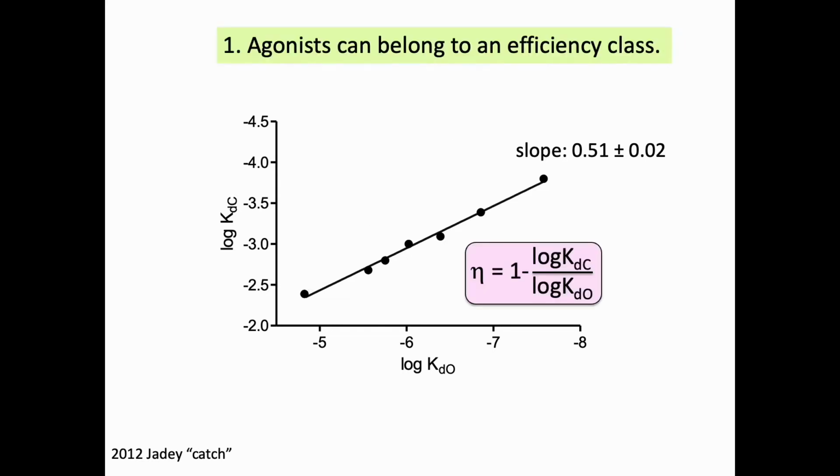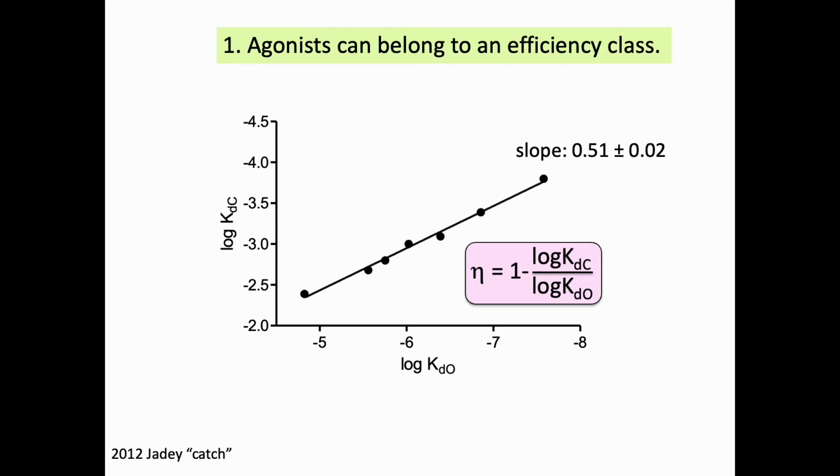It took a while, but now that we know the equation for efficiency, which was shown in the last chapter, this pink equation right here, we know that all of these agonists have the same efficiency. The slope of this line is log KDC over log KDO, and that is constant for all of these agonists in the series. So this is the first pattern: agonists can belong to an efficiency class. Within a class, all the members have the same efficiency.